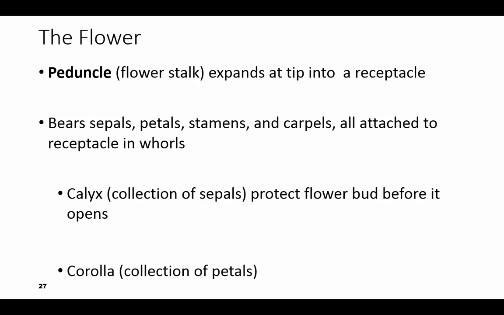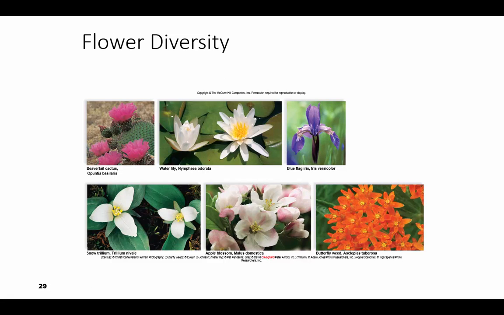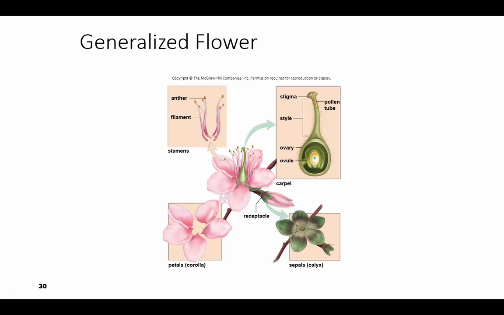Now, they have flowers. They're flowering plants. I'm going to jump ahead a few slides so that I can actually show you this as I talk about it. You can see here this flower. The peduncle is the stalk of the flower, and at the tip of it, it expands, and you can see it in the middle flower. It expands into a receptacle, and in that receptacle, you're going to have sepals, which are the little green leaves that surround the flower bud.